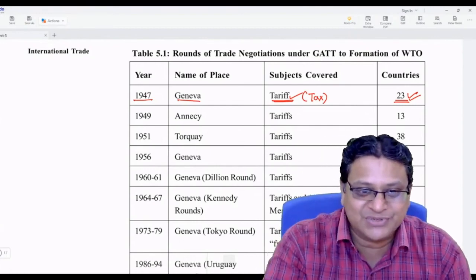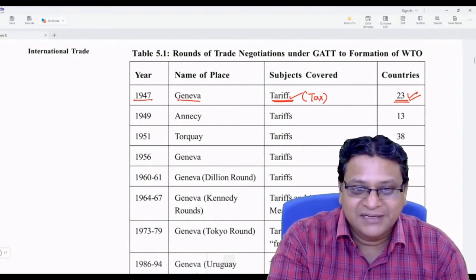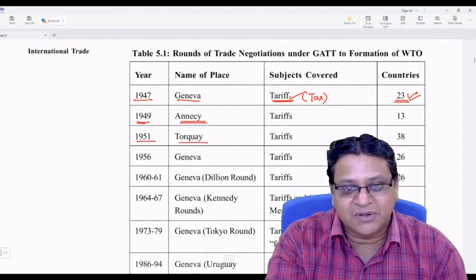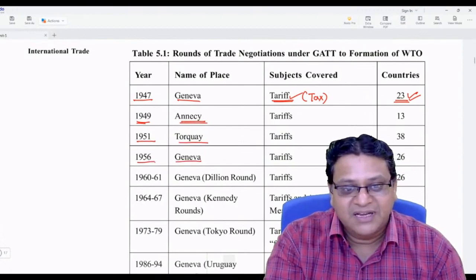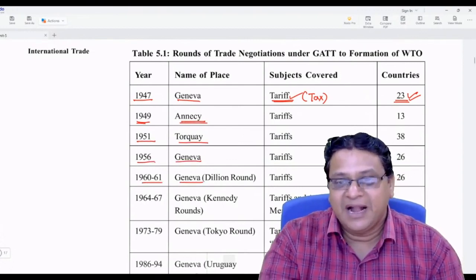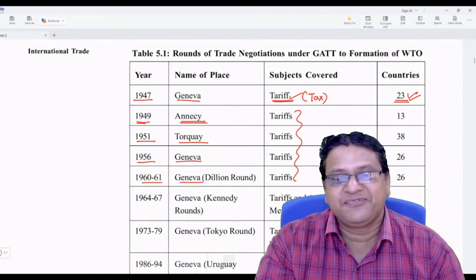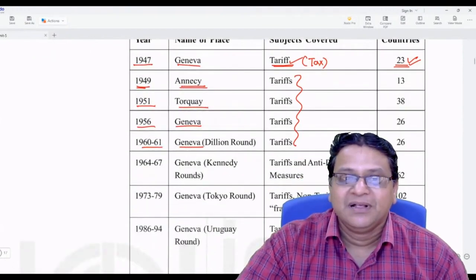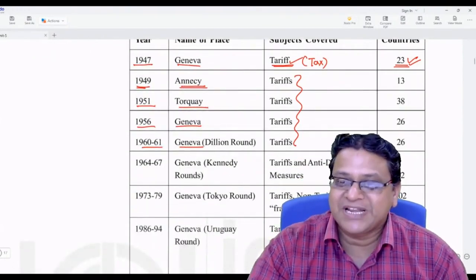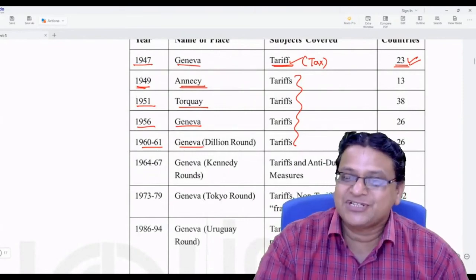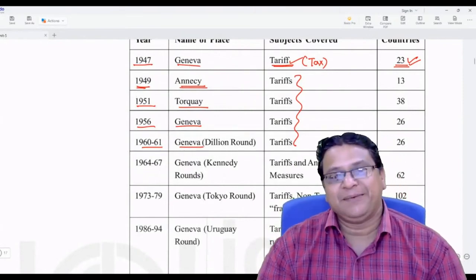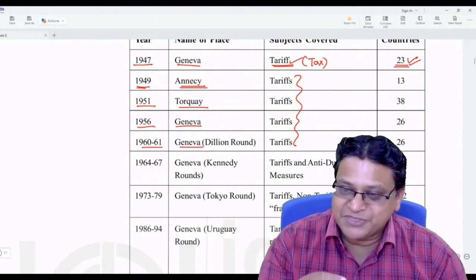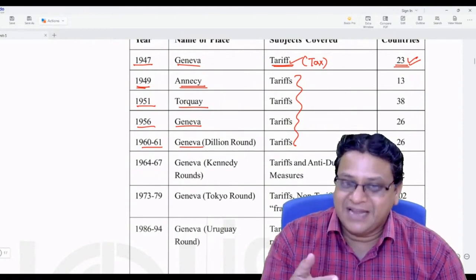The next round of negotiations was made in 1949. It was in Annecy, 1951 in Turkey, 1956 Geneva, 1960-61 Geneva, and all these times the tariff was the main point of discussion. Now please see, in between, some countries joined the GATT agreement and some countries left the GATT agreement. The number of countries which joined the GATT agreement at the time of starting of GATT was 23.